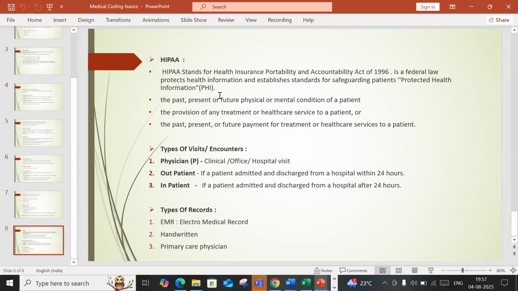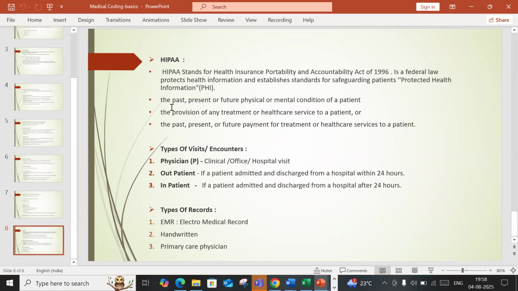And next is coding companies. As coders, we're working in coding companies, so we can also have access, right? So these are the four areas where there is a chance of the patient's information being disclosed to other parties. In order to avoid such things or frauds, CMS is the organization that developed HIPAA in 1996. The function of this organization is protecting patients' health information.